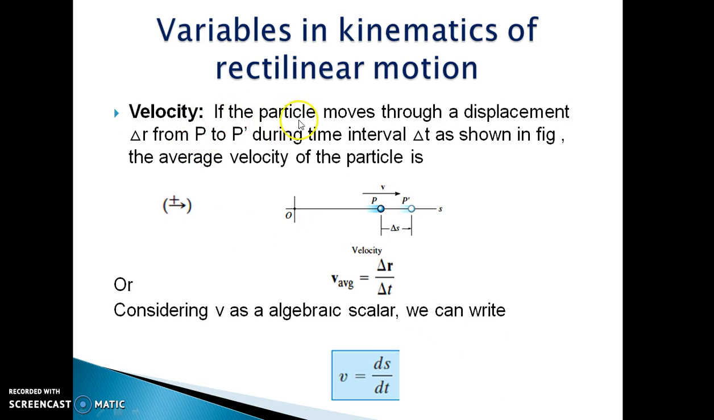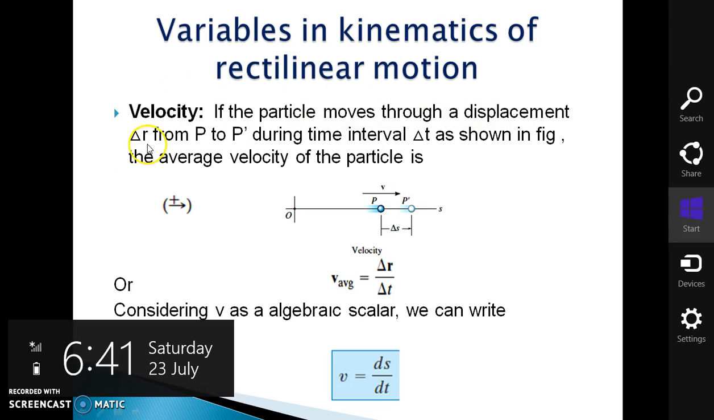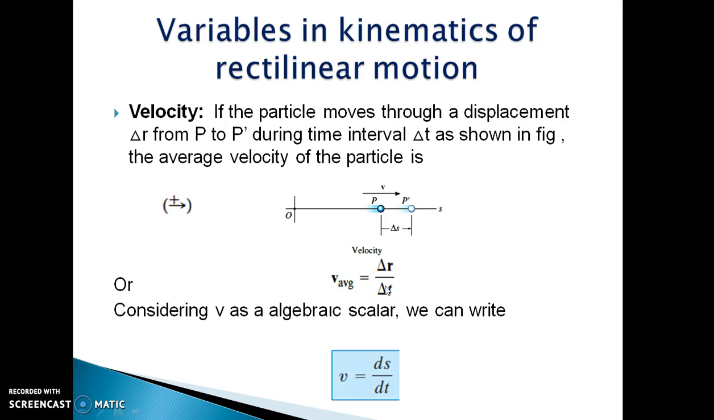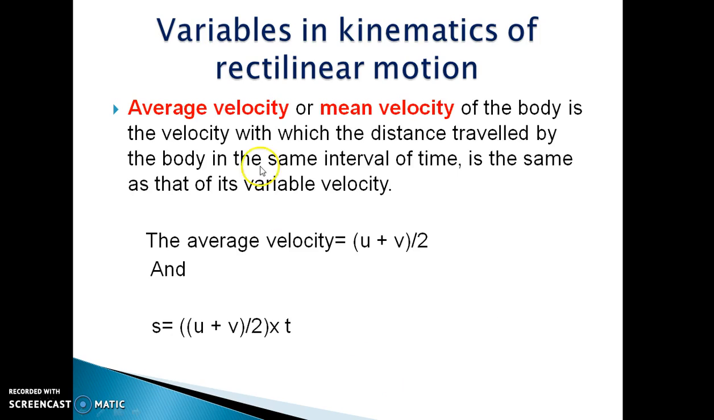Velocity. If the particle moves through a displacement delta r from P to P dash during time interval delta t as shown in the figure, the average velocity of the particle is given by V average is equal to delta r upon delta t, or considering V as an algebraic scalar, we can write V equal to delta s upon delta t. Average velocity or mean velocity.